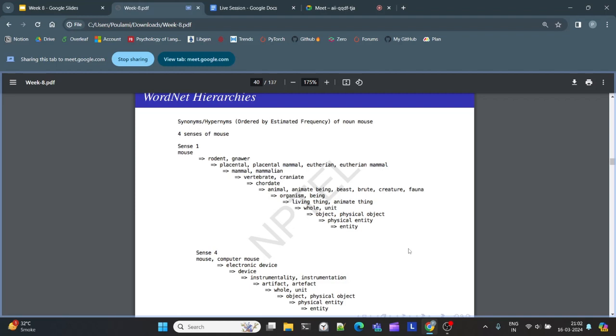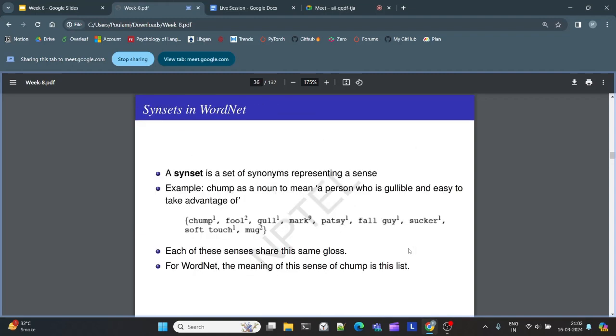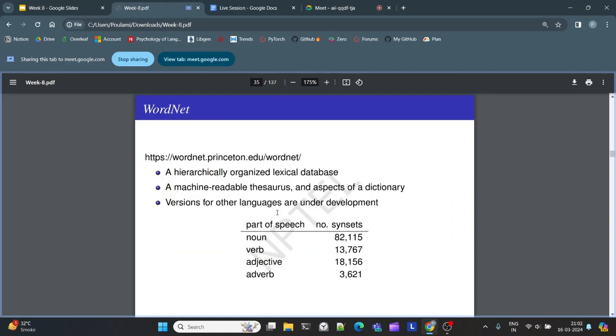I think maybe you can check WordNet. This is from the Princeton WordNet, right? So you can check over there what other meanings there are. If you search WordNet, see, this is the URL. Okay, ma'am.